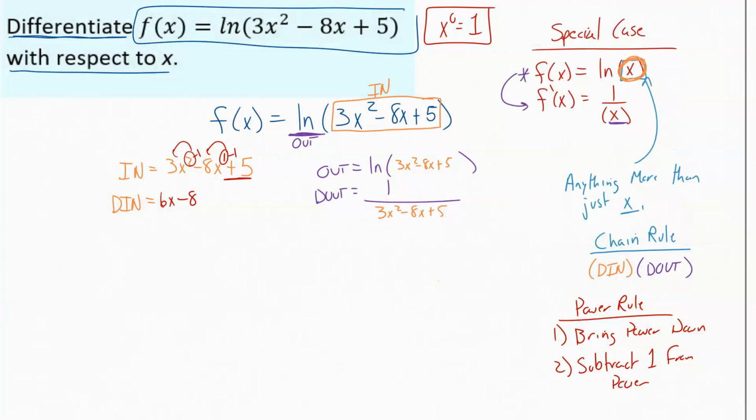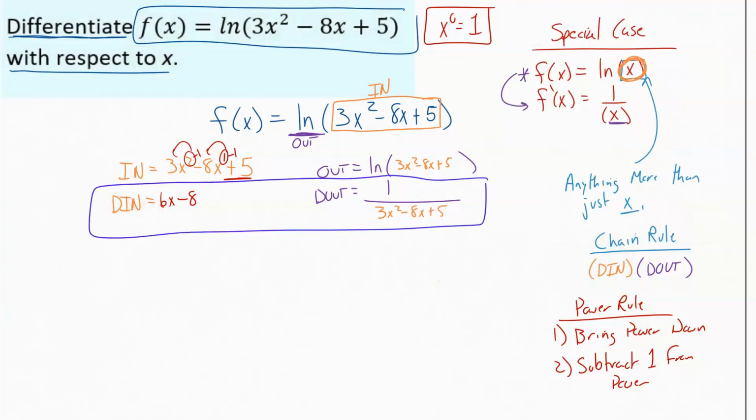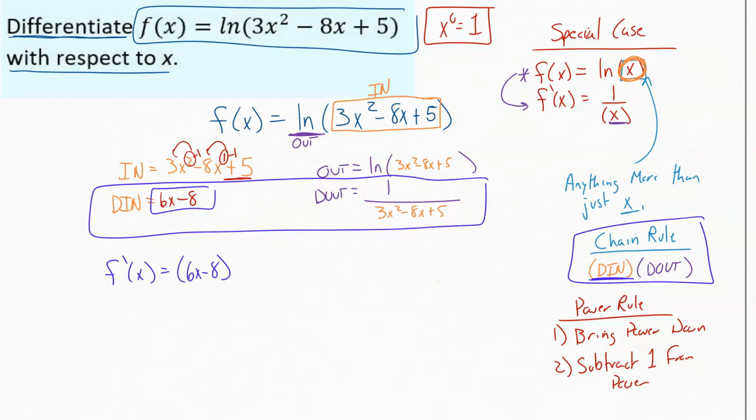At this point, you have what I call all the ingredients you need to follow your chain rule recipe over here. So we just follow that rule, and that gives us our derivative. So our f prime of x, our derivative, is going to equal d in, the derivative of the inside piece, which is 6x minus 8, times the derivative of the outside, the d out piece, which is going to be our 1 over 3x squared minus 8x plus 5. And that's it. That's your derivative. Unless somebody asks you specifically to simplify it further, you're done. That's fine. You've shown them you know the derivative.